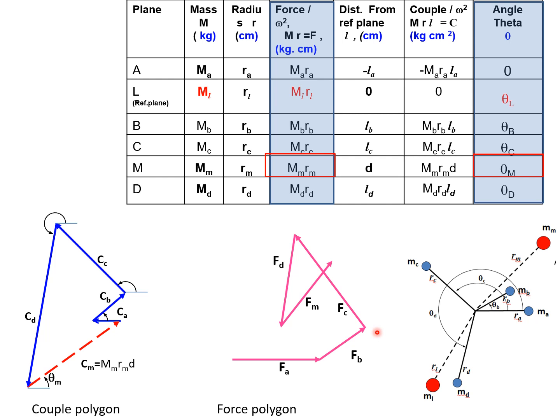Finally, we will connect the arrow of the last vector and the tail of the first vector, and what we get is MLRL, and along with that we'll get theta L. So with this we get two things, MLRL and theta L. MLRL when divided by RL will give me the balancing mass required ML, and the theta L angle can be calculated from this polygon. So with this we have completed the couple polygon and force polygon.